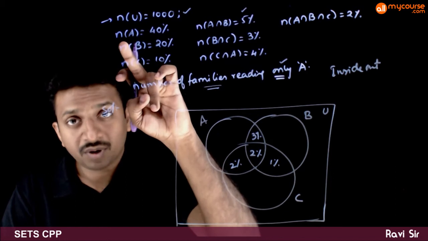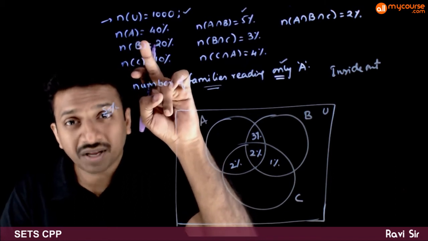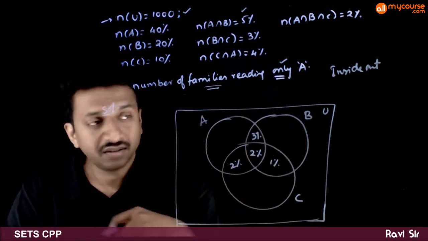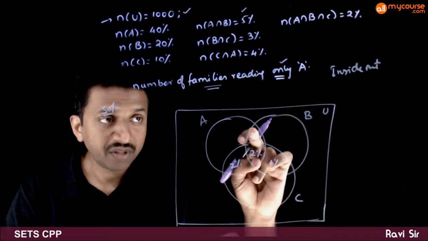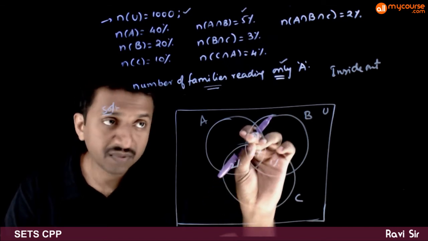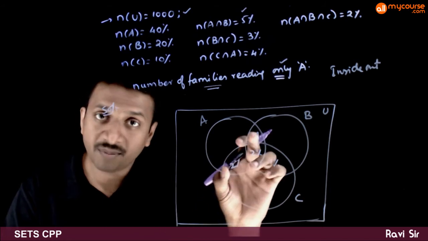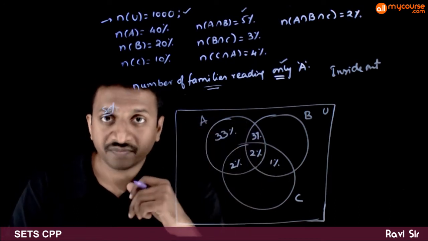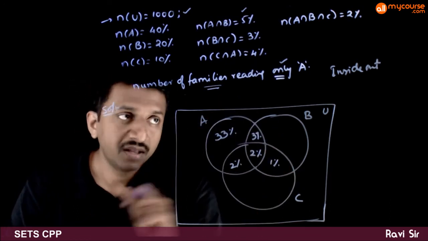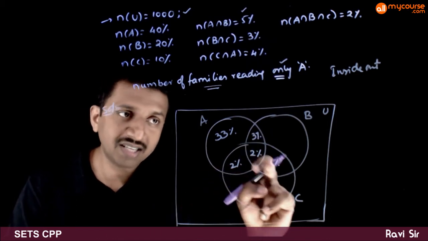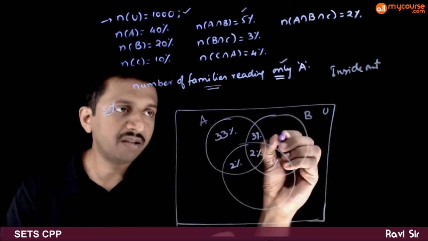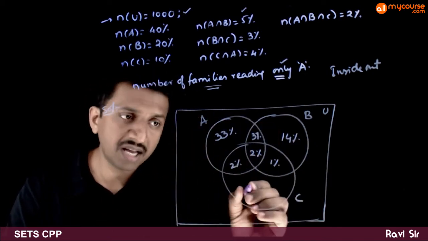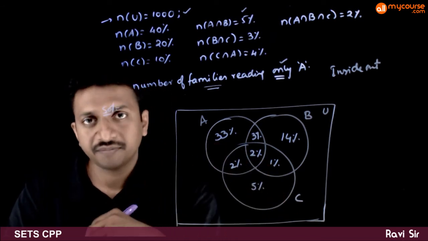And the total number of families who read newspaper A is 40%. In total circle A you have 40%. So already 7% have been covered. 3 plus 2 plus 2, 7% has already been covered. So 33% lie in this region. So the total A is 40%. Now total B is 20%. Already 6% have been covered. So the remaining 14% go here. And C is 10%. Already 5% have been covered. So the remaining 5% are here.